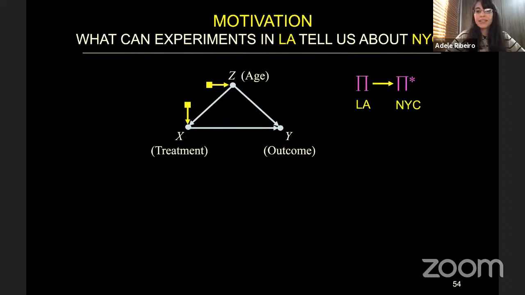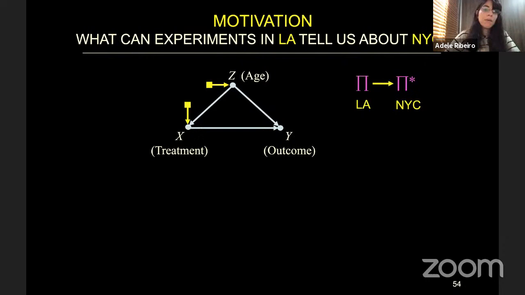And this is actually called a selection diagram. It's just the overlapping between the diagram in LA and the diagram in New York City. So I know that the variable Z, the age, the distribution of the age in LA is different from the distribution of the age in New York City. If this is the case, I have to put this yellow arrow here in Z.